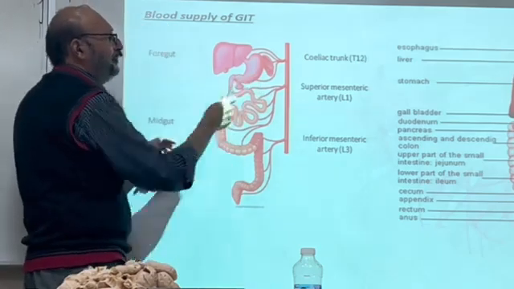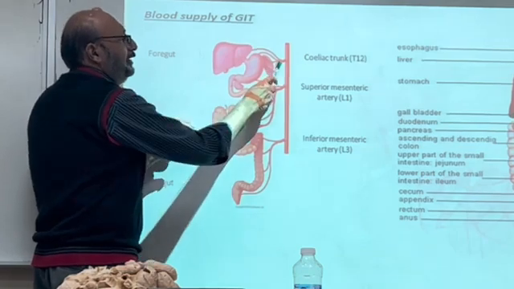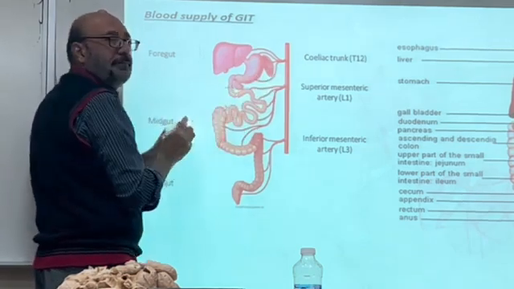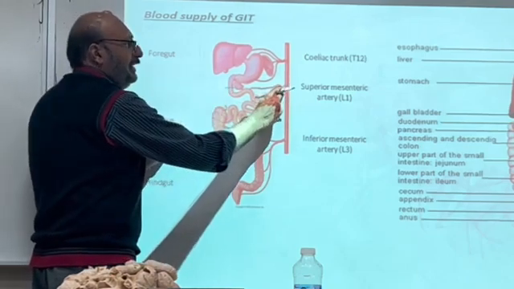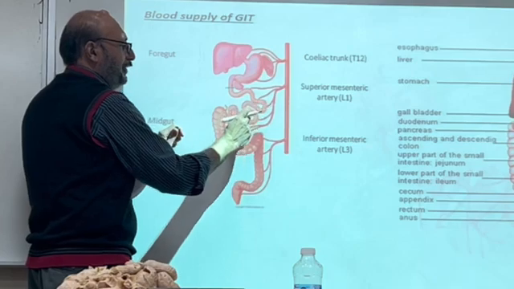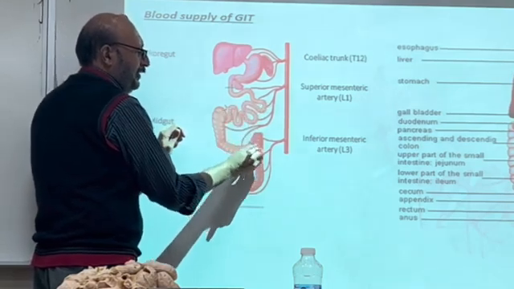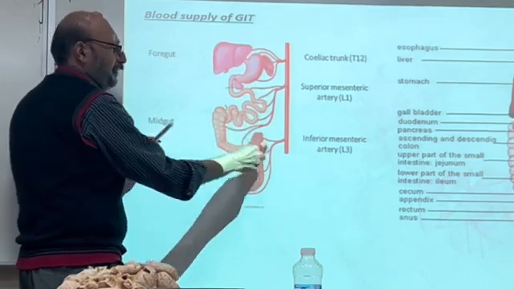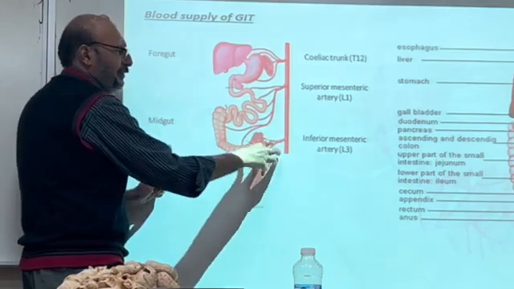This is just to show you the aorta. I just expanded the aorta, giving you the celiac trunk, and the celiac trunk supplies up till this level, the foregut. Then the superior mesenteric artery supplies the duodenum, jejunum, ileum, cecum, everything up till this point, which is the midgut, and from here onwards is the hindgut. Here we have the inferior mesenteric artery supplying this part.